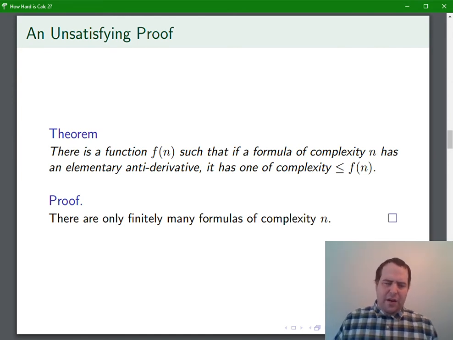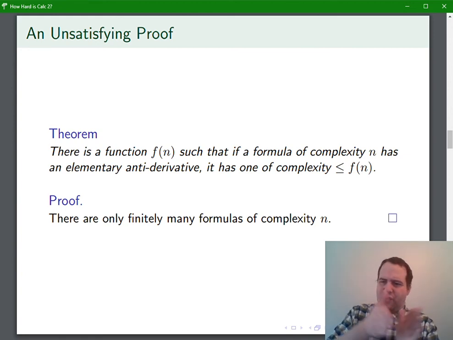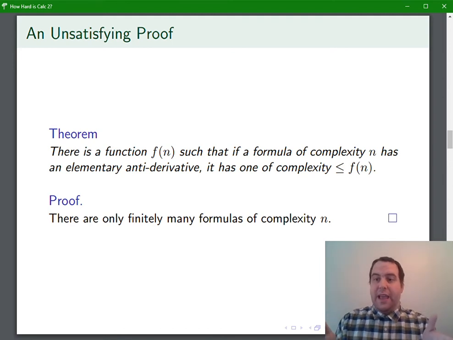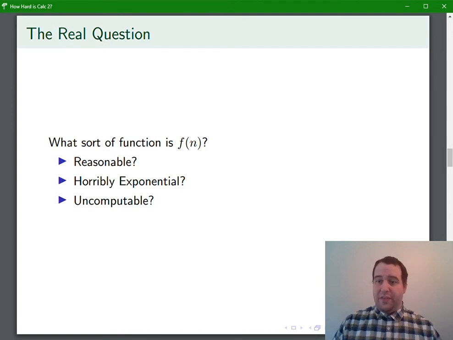But our intuition is that, if we're taking an antiderivative, the complexity shouldn't be that much larger. I mean, we know some instances where the complexity increases, and it can increase quite a lot when we're taking antiderivatives. But intuitively, it can't increase too much, can it? So we're really interested in this question. What sort of function is this f of n, right? How much bigger can a symbolic antiderivative be? Can we put some sort of bounds on how far we have to search in order to find these antiderivatives?